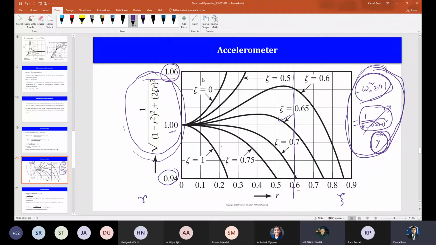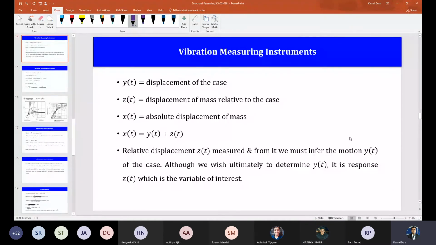Yes, so that our equation should become minus y omega square. No, so that what we are measuring represents the acceleration of the ground. Yes, sir. Correct? That is the main thing to understand.